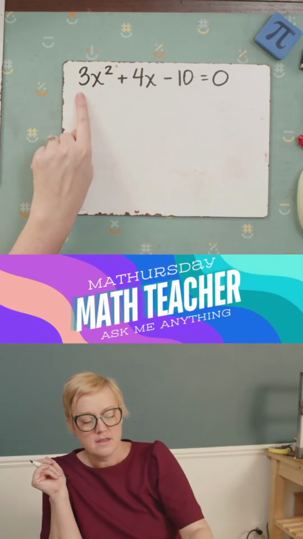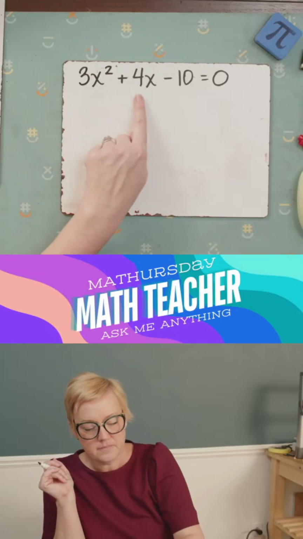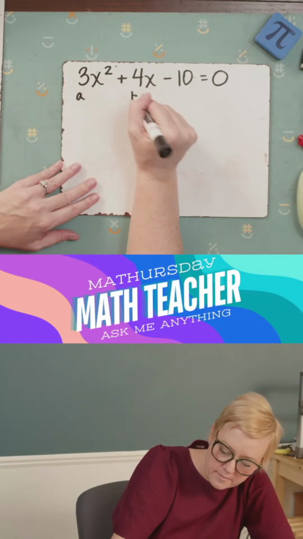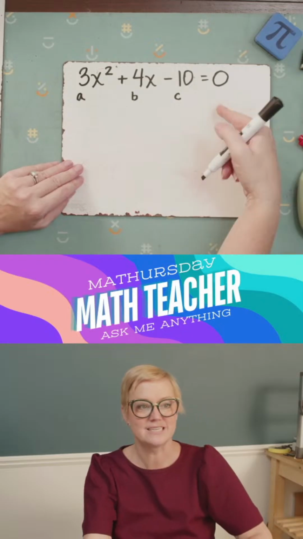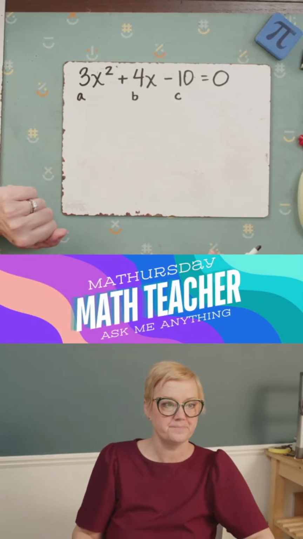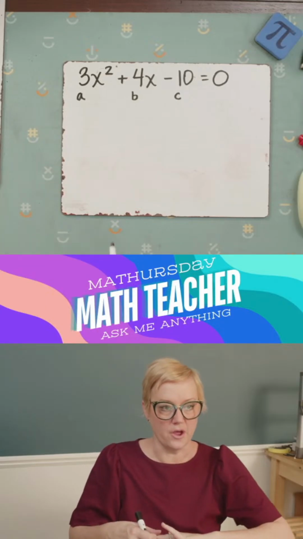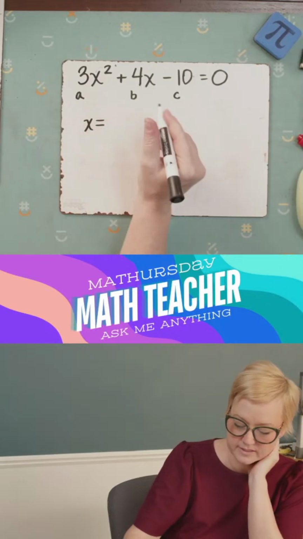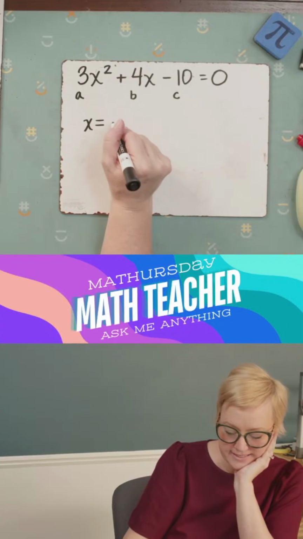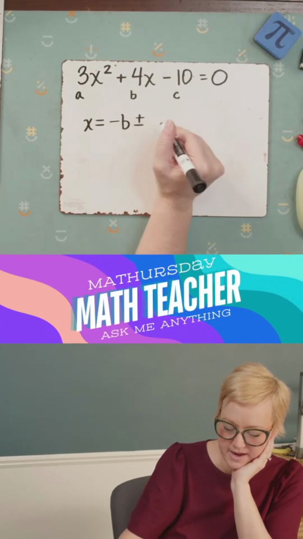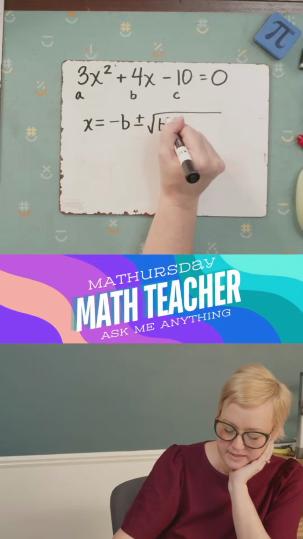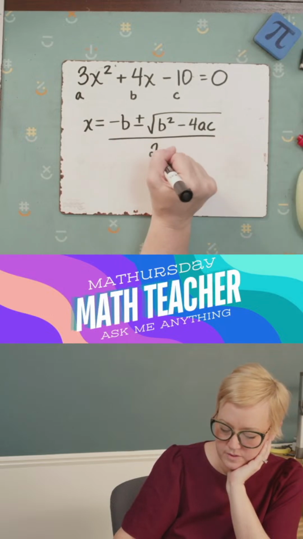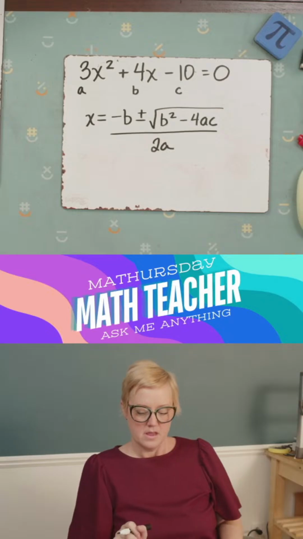Now, quadratic formula, I've got A, B, and C. Okay, so this is A. 3 is my A. Positive 4 is my B. Negative 10 is my C. It's got to be equal to 0. So my quadratic formula is, everybody knows the song, x equals negative b plus or minus the square root of b squared minus 4ac all over 2a. Boop, right there.